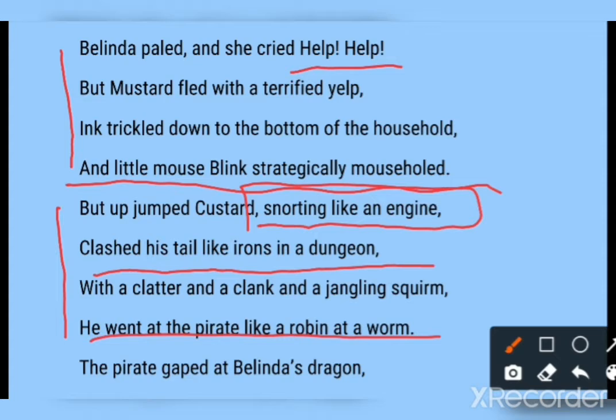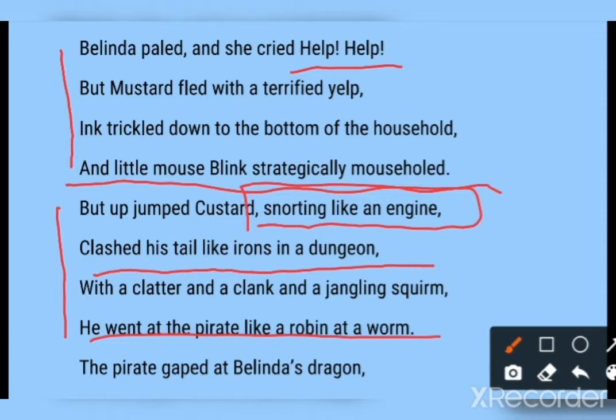So the dragon's attack on the pirate is compared to a robin attacking a worm. It is compared like that. And we have onomatopoeic sounds, that is clatter, clang. So these are what onomatopoeic sounds are, which I already defined.